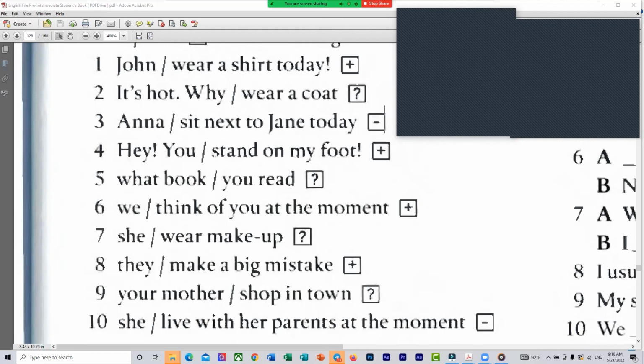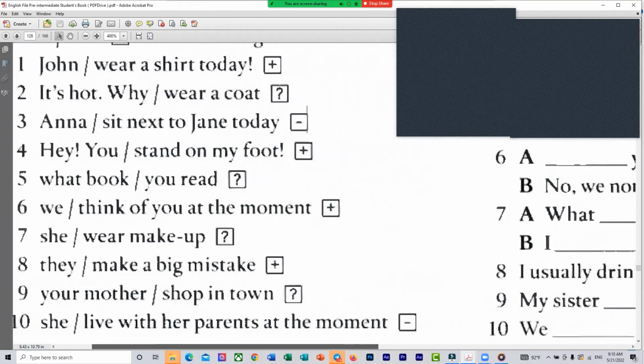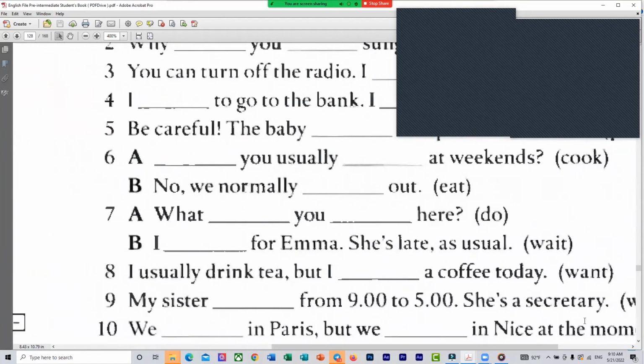And number 10, Rome, can you or not? Yeah, okay, I'm ready. Number 10. She isn't living with her parents at the moment. Okay, she isn't, or we can say she is not. Both are okay. Perfect. It's correct.